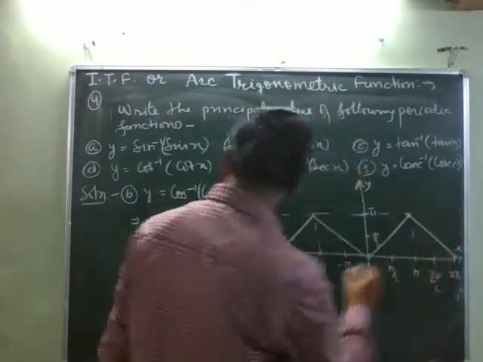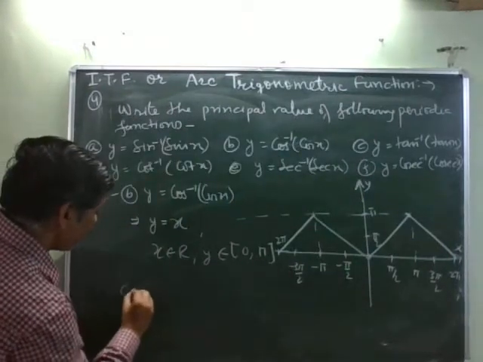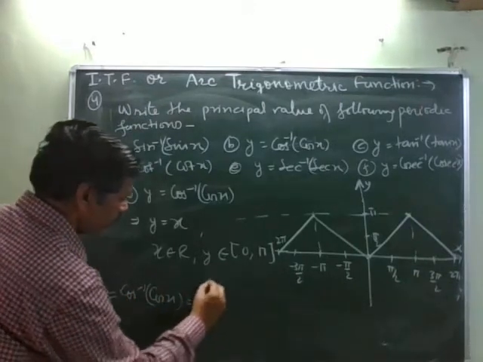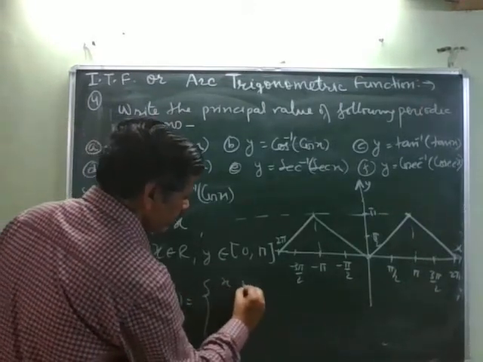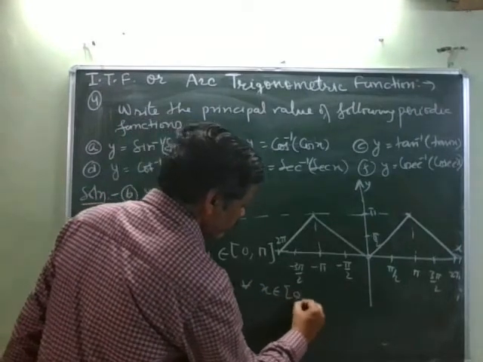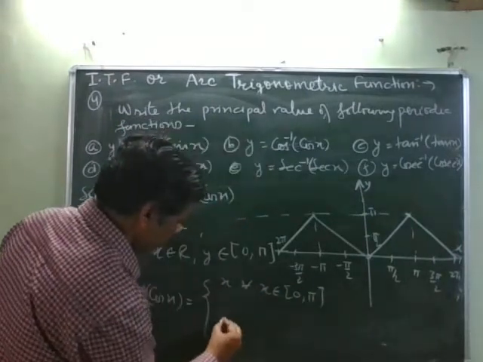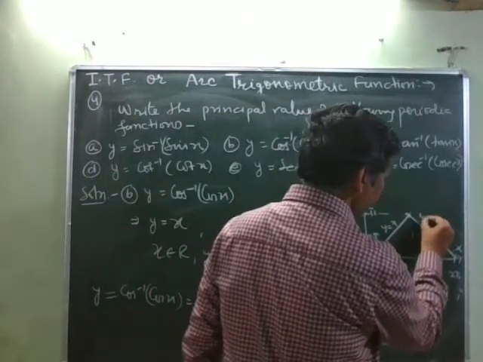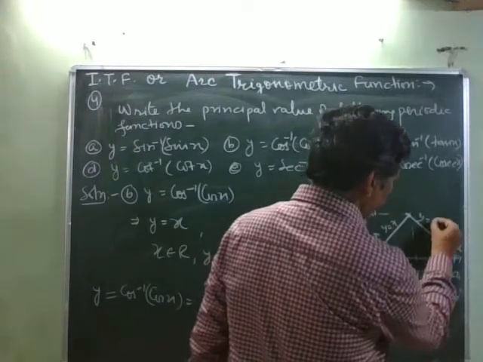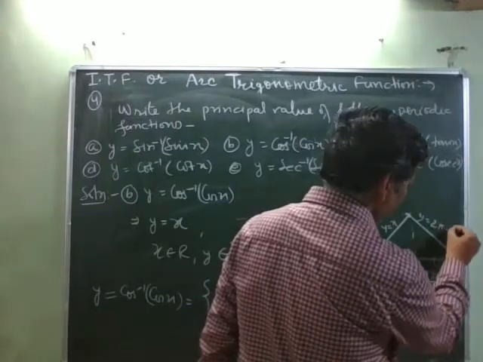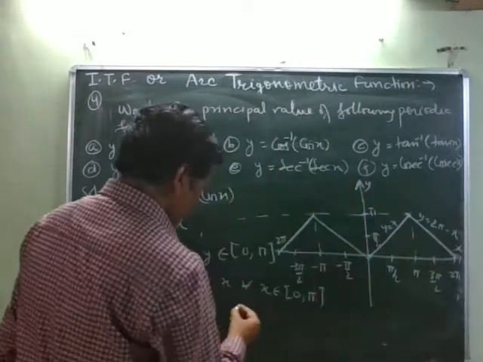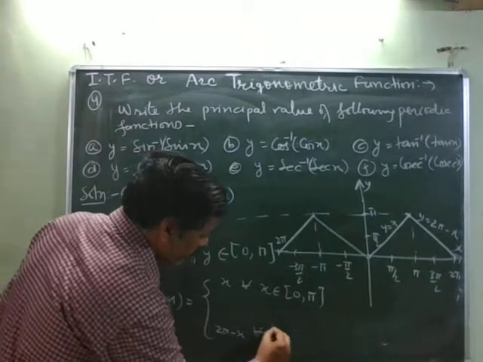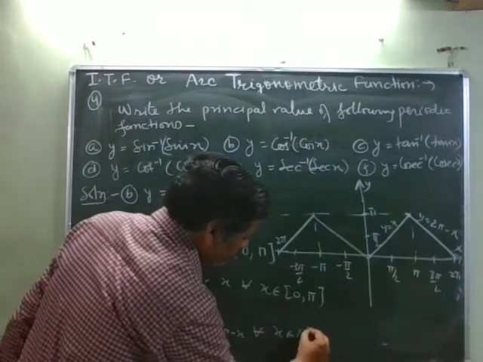Here to here, 0 to pi, means cos inverse cos x, that is y, is equal to x for all x belonging to 0 to pi, and here y is equal to x. Here y is equal to 2 pi minus x. Therefore, it is equal to 2 pi minus x for all x belonging to pi to 2 pi.